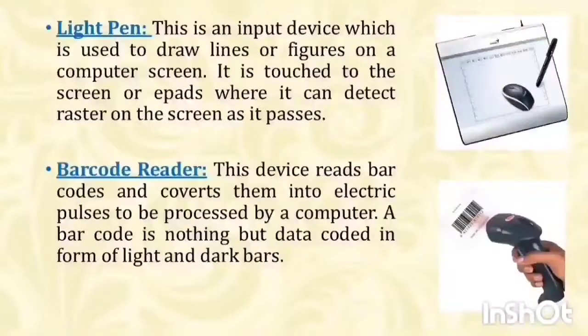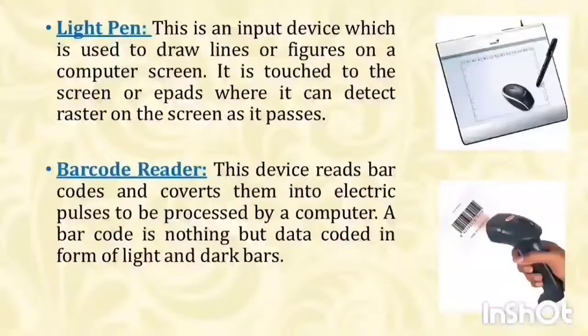Light pen. You can see an image on the right side. This you would have seen even in your e-classrooms: an e-pad and a pen. That pen is called a light pen. This is an input device which is used to draw lines or figures on the computer screen. So when you write something on the e-pad, you are giving input to the computer. Whatever you're writing on the e-pad, you can view it on the computer screen as well.